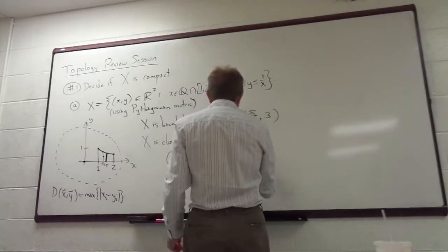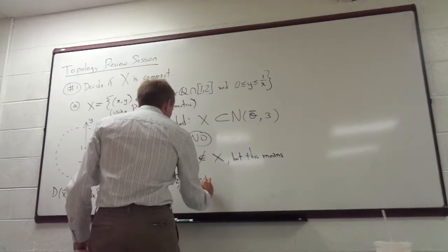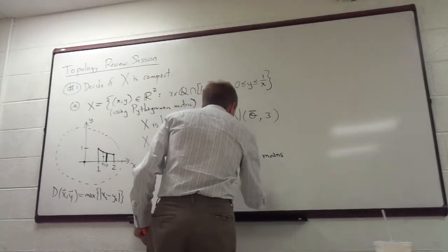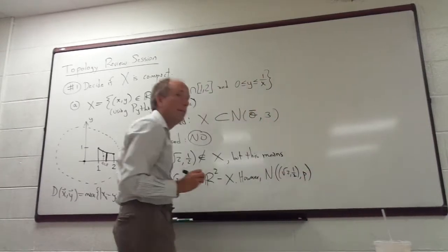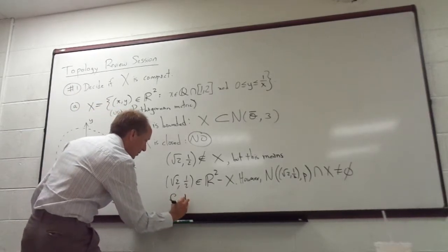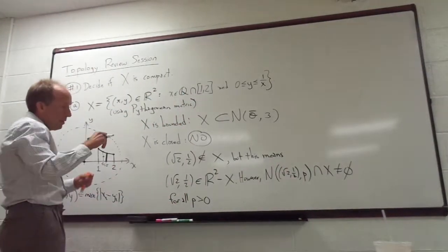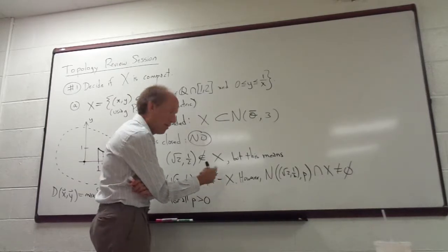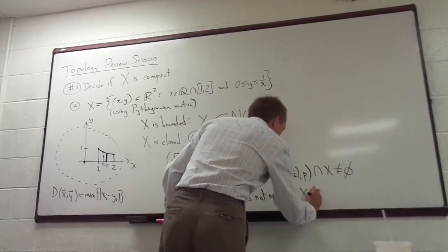Okay, so this means that the square root of 2 comma 1/2 is in R2 minus X. So it's in the whole plane but not X. However, if I take a neighborhood around radical 2 comma 1/2 of radius p, it's always going to intersect X. It is a non-empty intersection with X for all p greater than 0. So for whatever radius you try to draw, you're going to end up with a neighborhood that is not contained within here, right? So R2 minus X is not open, so X is not closed.